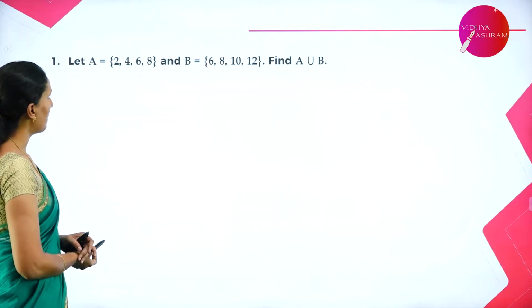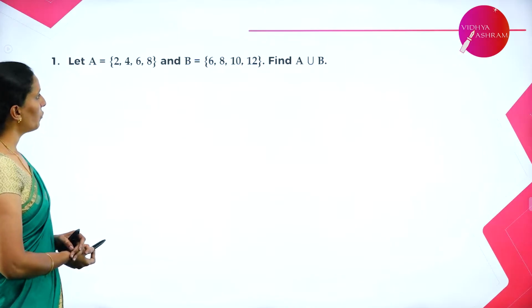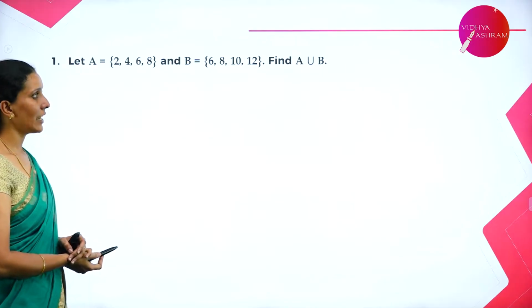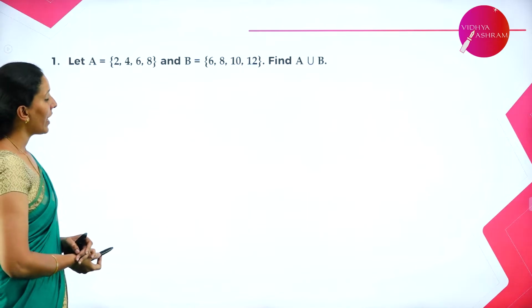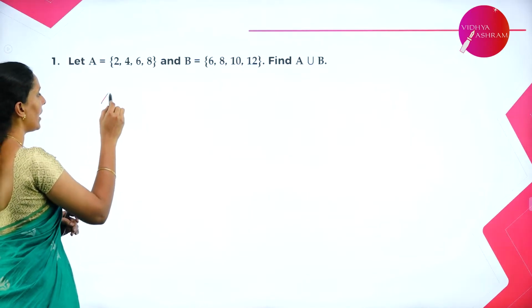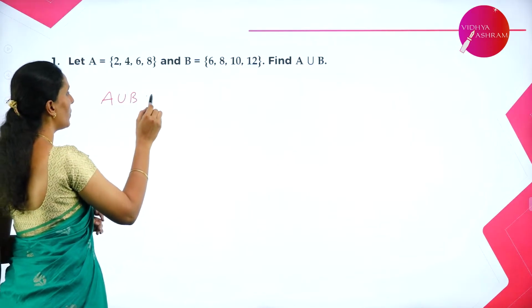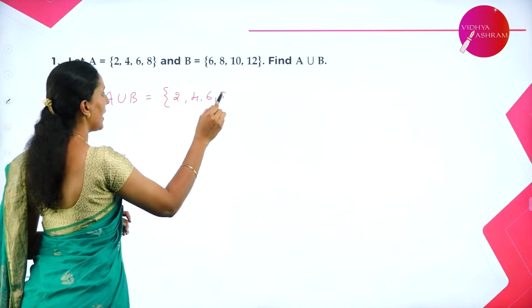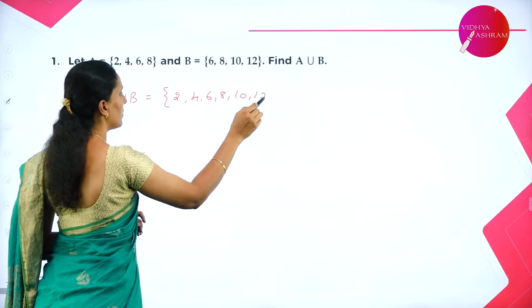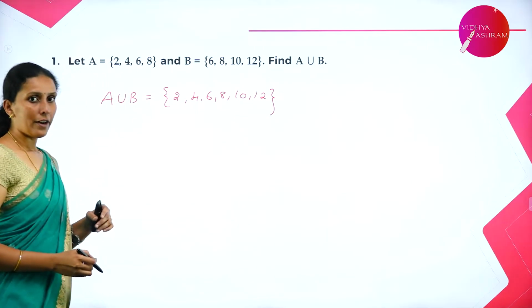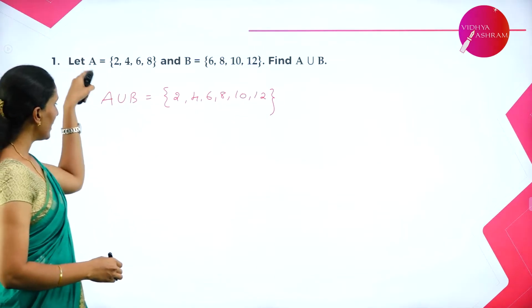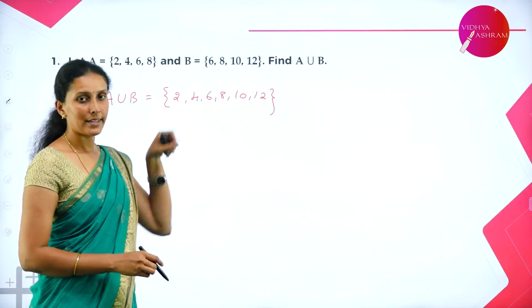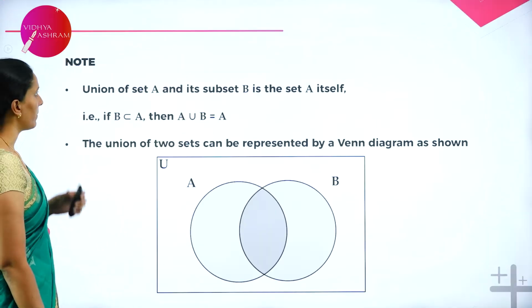Let's take an example. Let A = {2, 4, 6, 8} and B = {6, 8, 10, 12}. Find A union B. How can we write A union B here? A union B can be written as {2, 4, 6, 8, 10, 12}. Therefore, you should write all the elements either in A or in B inside the set A union B.